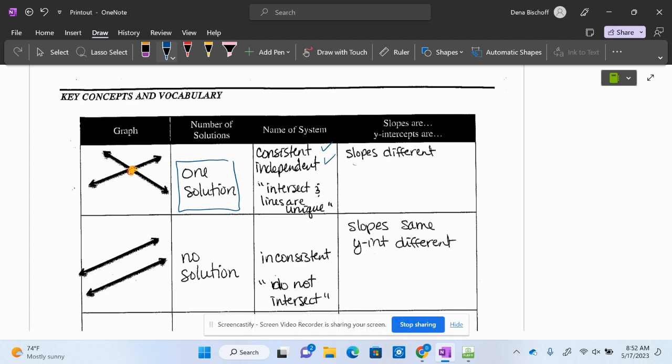How do I recognize those? The slopes are different. The y-intercepts could be the same. The slopes are different. That's what's important. If the slopes are different, they're eventually going to intersect. That's all you need to know.